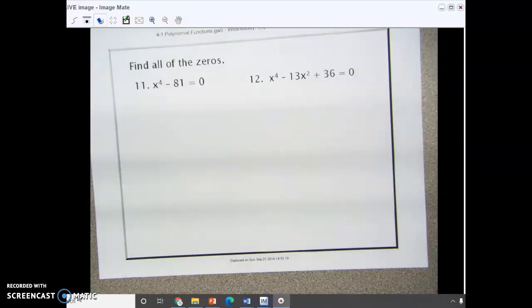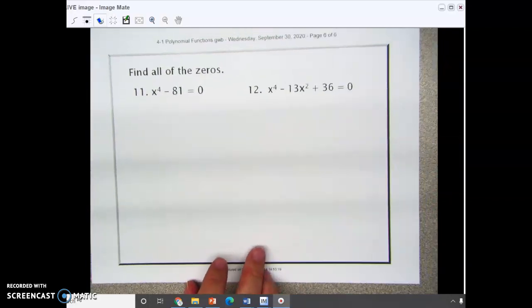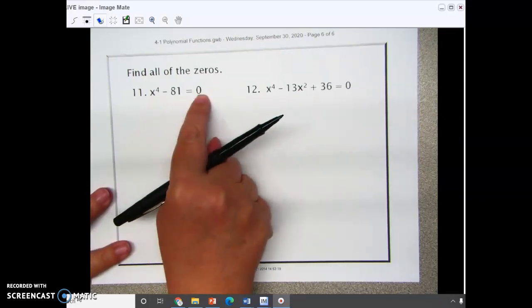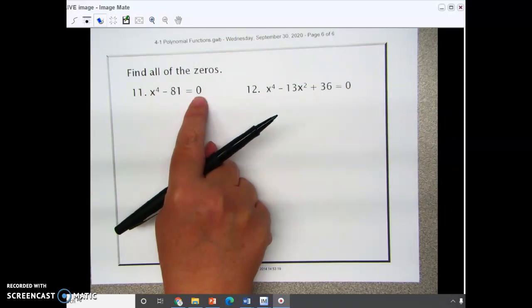Okay? So then another type of question that you're going to see on the homework is to find all of the zeros of a function. That's not a typical function. Now, if I try to add 81 to both sides and I take the fourth root, I'm not going to get all my solutions. So we want to actually factor these.